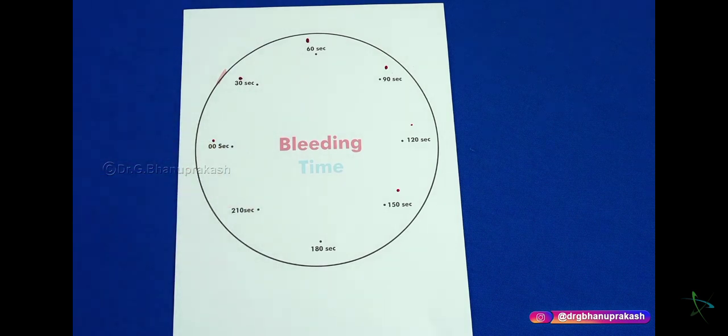Right. Now I am stopping the timer. As you can see, gradually the amount of blood from 0 seconds all the way till 150 seconds is decreasing, and there is no drop of blood at 180 seconds, which means it took 3 minutes 2 seconds for the platelets of this patient to form a platelet plug. So this is called the bleeding time. The normal bleeding time is between 2 to 7 minutes, and this patient had a bleeding time of 3 minutes 2 seconds, which is absolutely normal. From this we can infer that the patient is having a normal number of platelets in his body, performing normal platelet function.